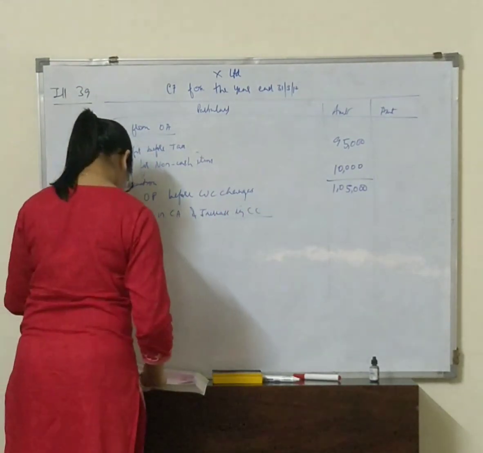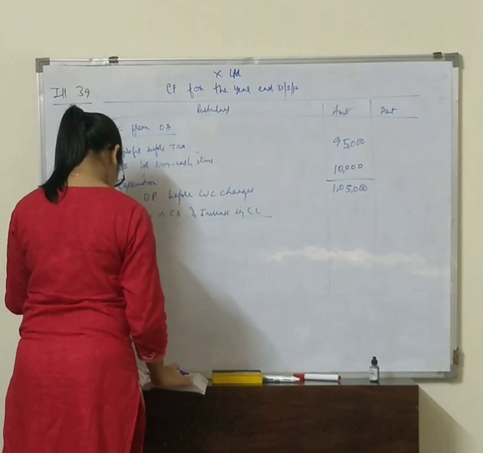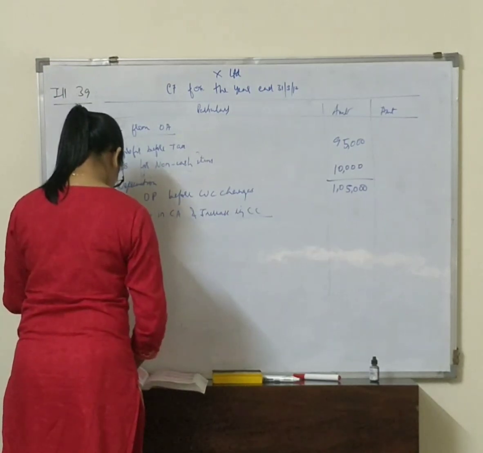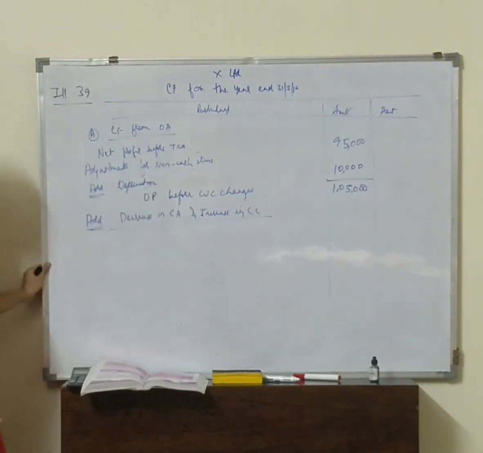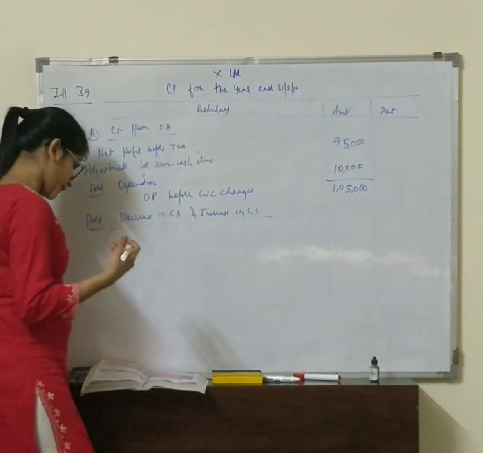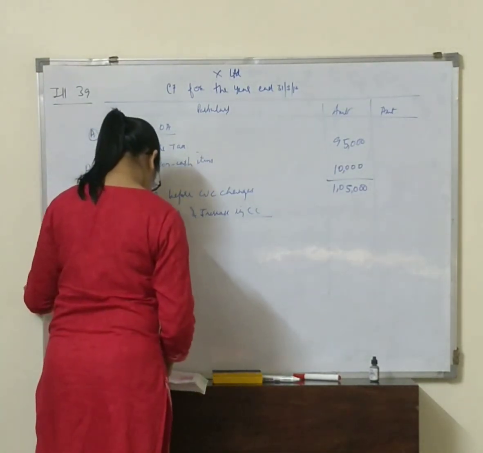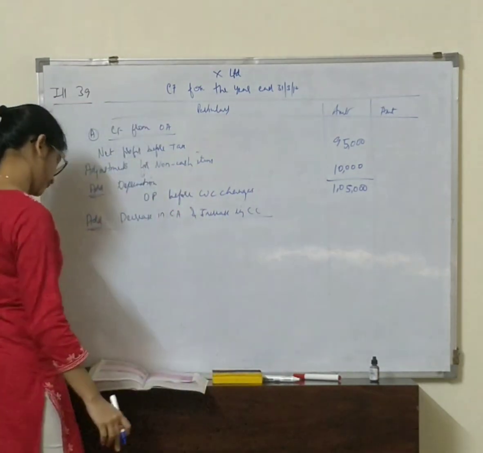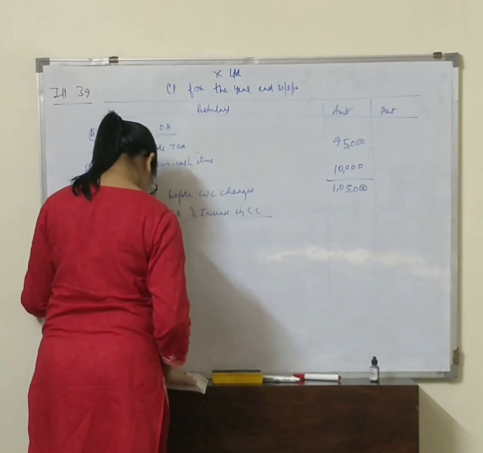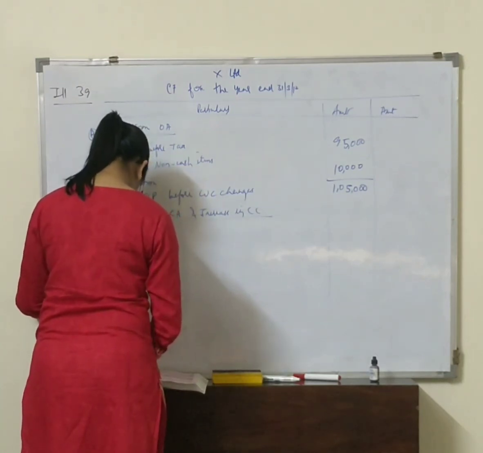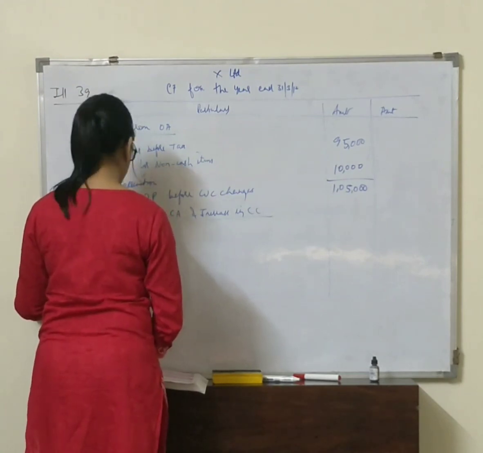So let's go to our current assets. We have current investment, but will it be in working capital changes? No, it will be added to our cash and cash equivalent. Then we have inventory. From 60,000 it has increased to 90,000. Then we have our trade receivables, which is increased from 65,000 to 97,000. So there is no decrease in our current asset.